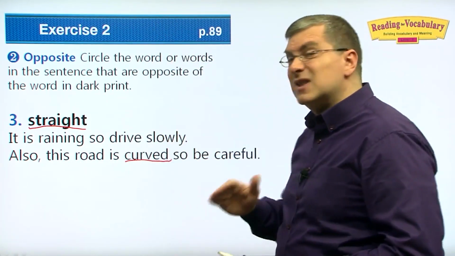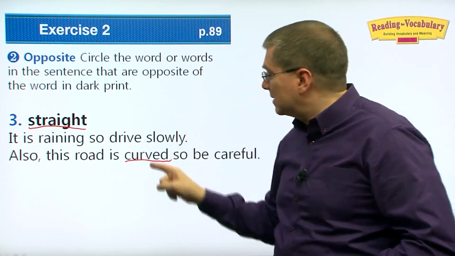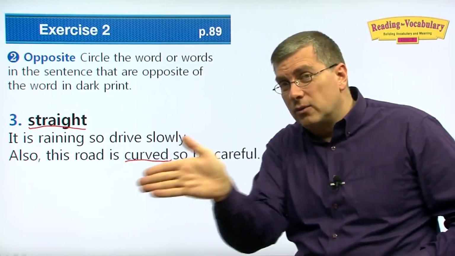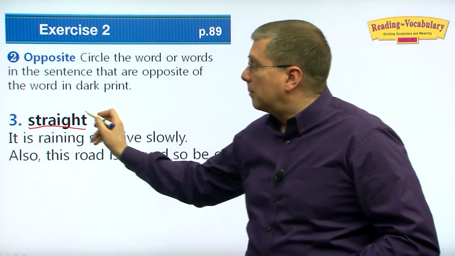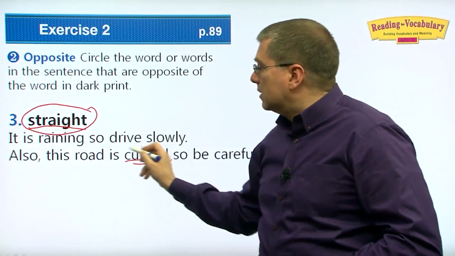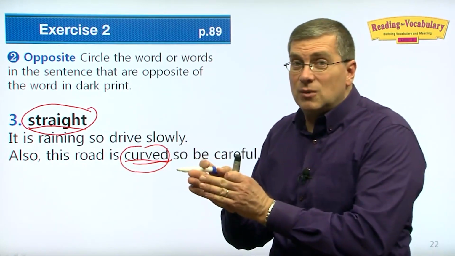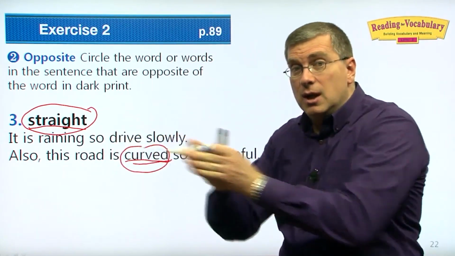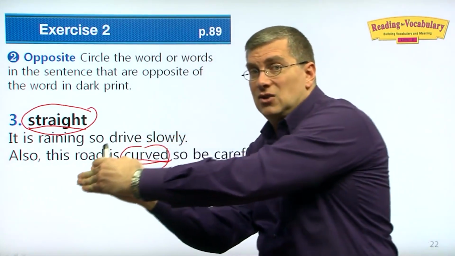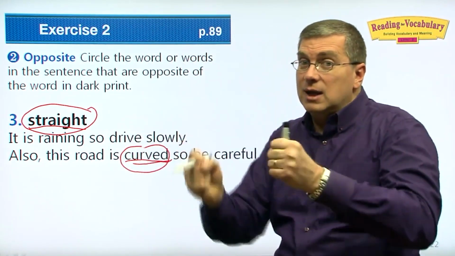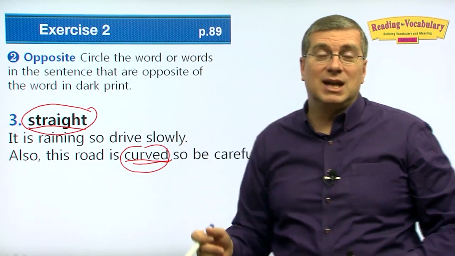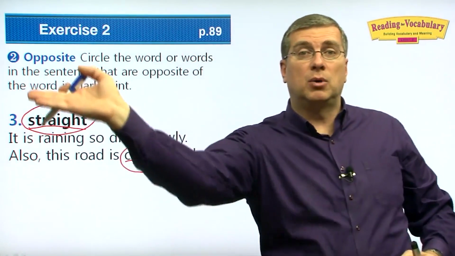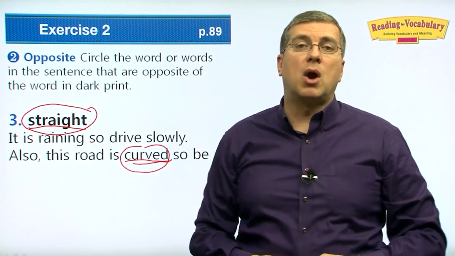Yeah, that's slippery. The second thing is the road is curved, right? So be careful. Now, curved is the opposite of straight, right? Straight means it doesn't change direction, it keeps going the same direction. But curved means that it changes direction. And if you're driving, be careful, right? You have to be careful, especially if it's wet because it's slippery. You could have a problem.